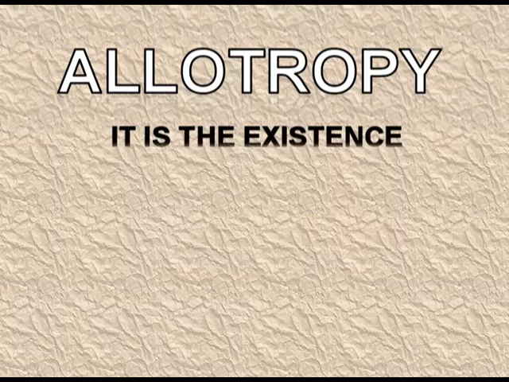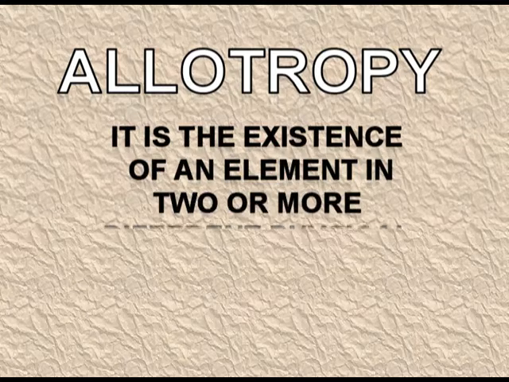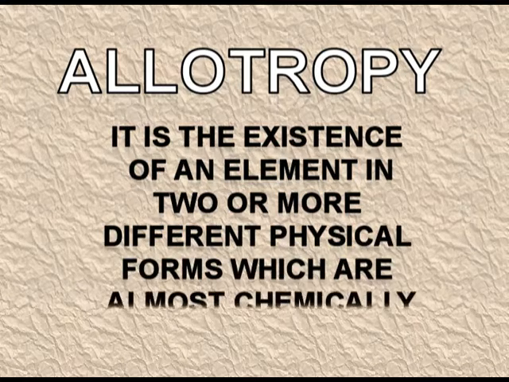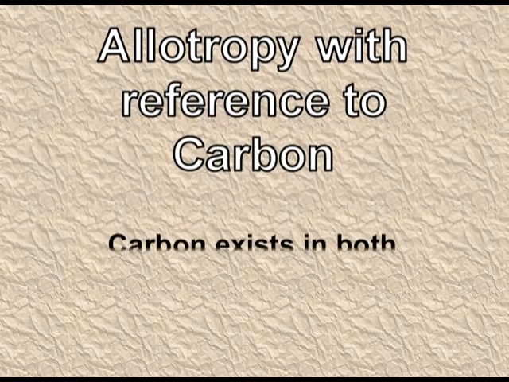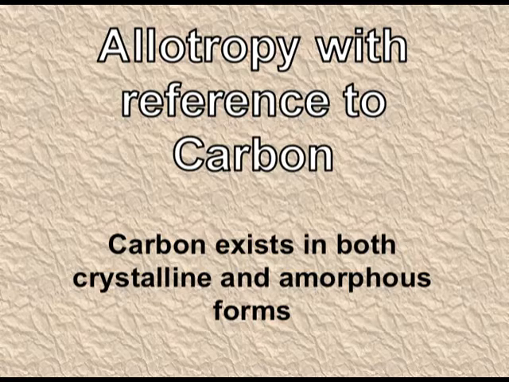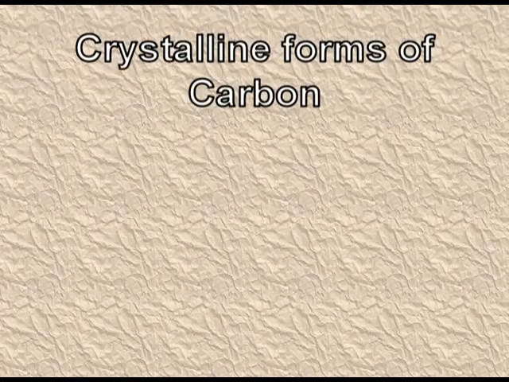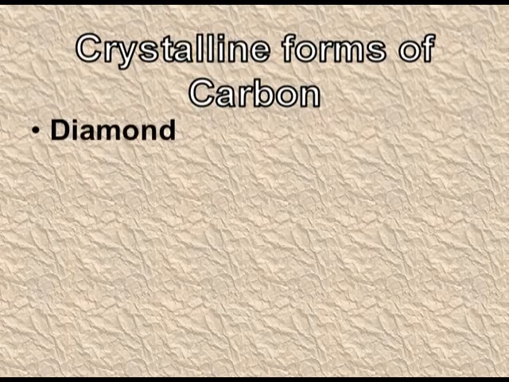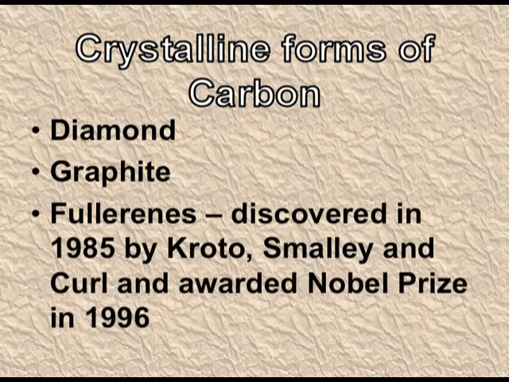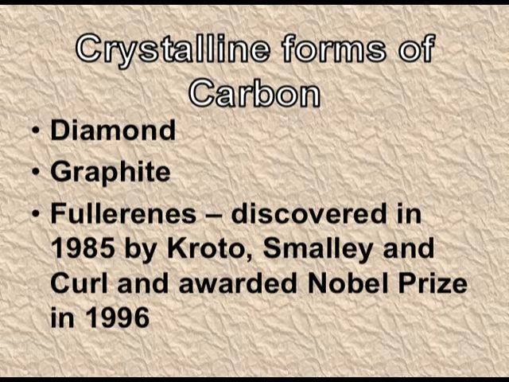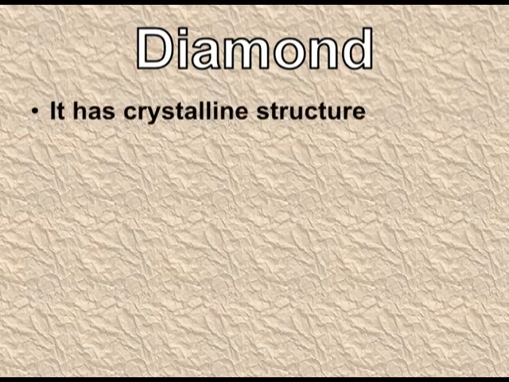Allotropy is the existence of an element in two or more different physical forms which are almost chemically the same. Allotropy with reference to carbon: carbon exists in both crystalline and amorphous forms. Crystalline forms of carbon are diamond, graphite, and fullerenes, which were discovered in 1985 by Kroto, Smalley and Curl and awarded the Nobel Prize in 1996.